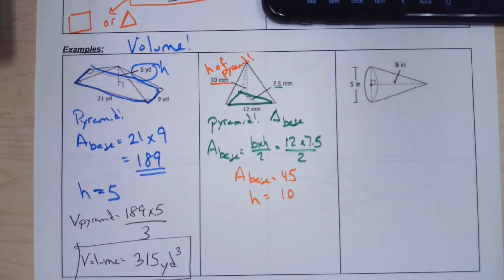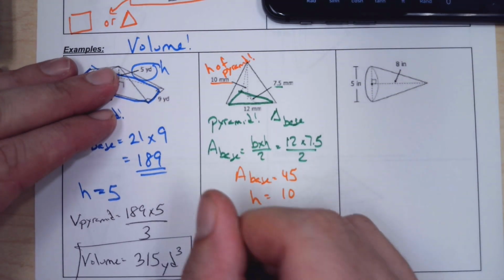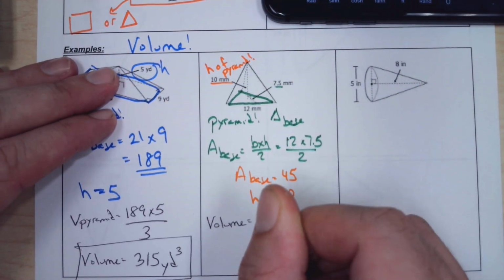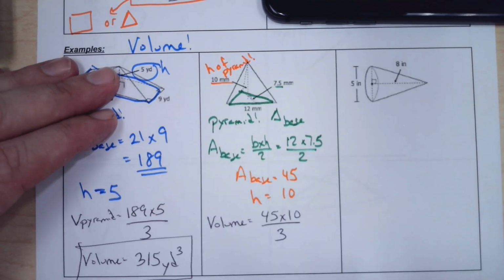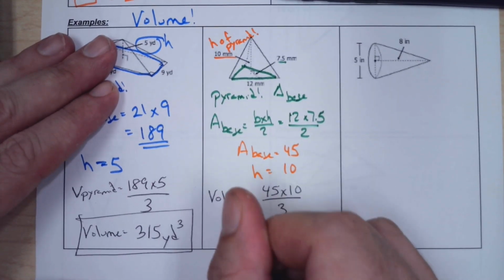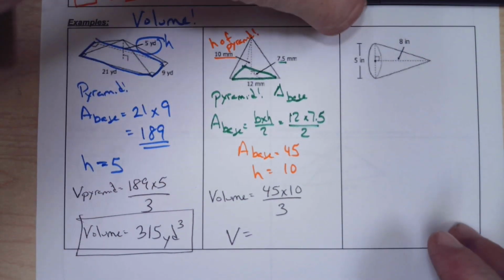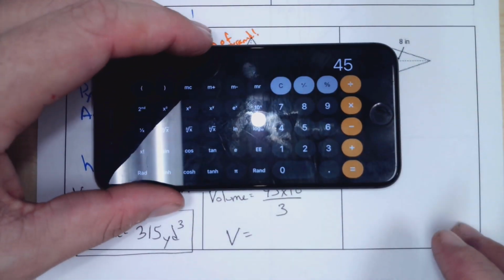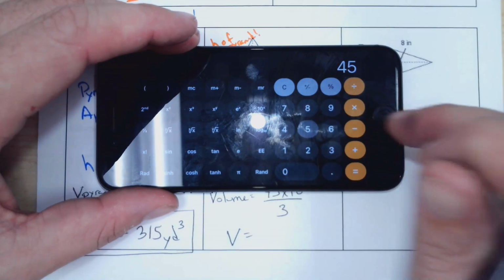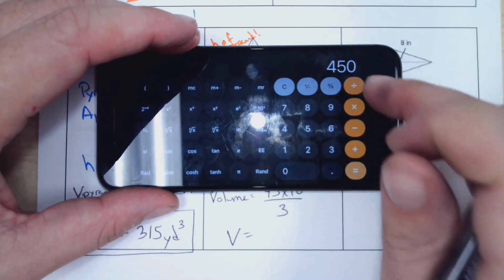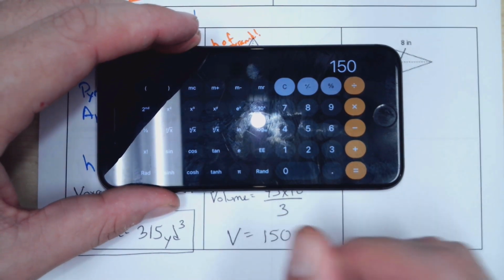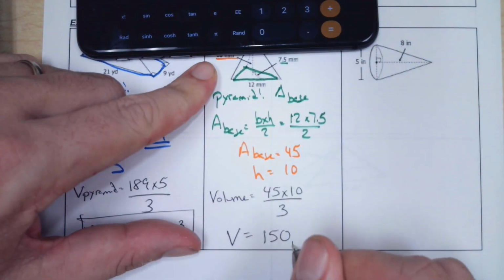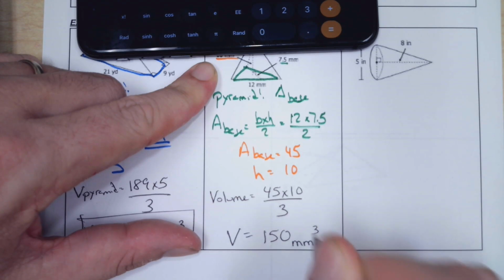All right. So our volume is going to be 45 times 10 divided by 3. And so V for volume, so 45 times 10 divided by 3, 150. So 150 millimeters cubed.